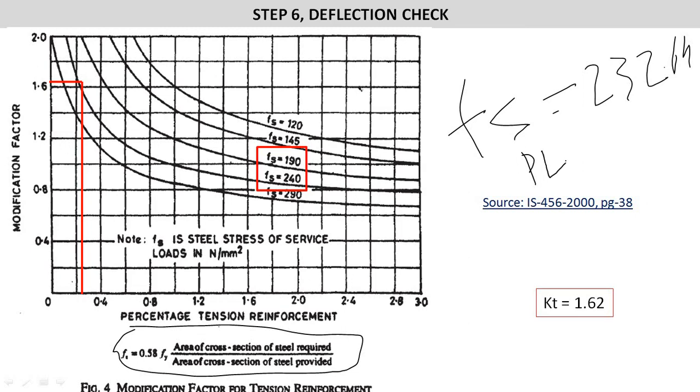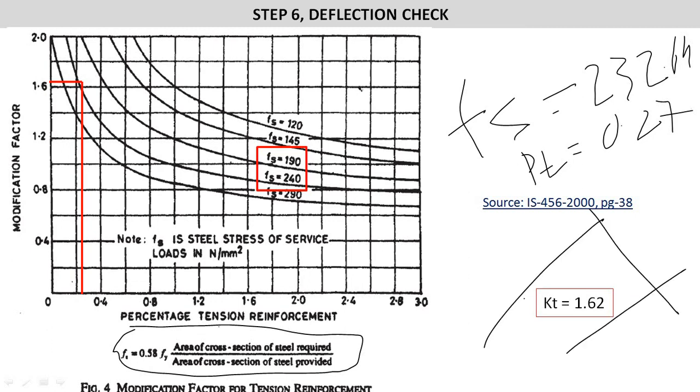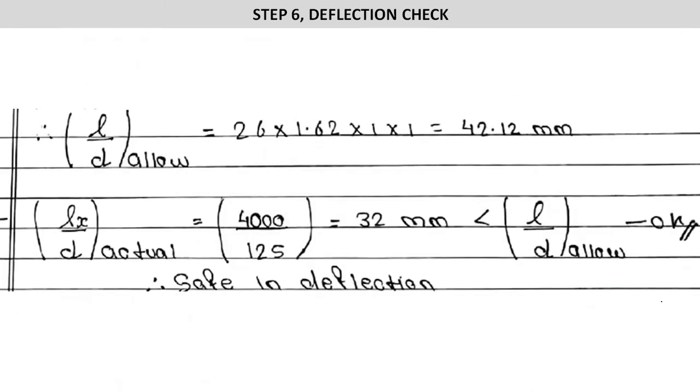The percentage of steel is 0.27. As our value of Fs lies between 190 and 250, we have to interpolate, with percentage of steel as 0.27. By plotting on the graph, we have the value of Kt as 1.62. So we'll place the value of Kt in the equation: Lx by d allow is equal to 26 into 1.62 into 1 into 1, which gives the allowable deflection as 42.12 mm.